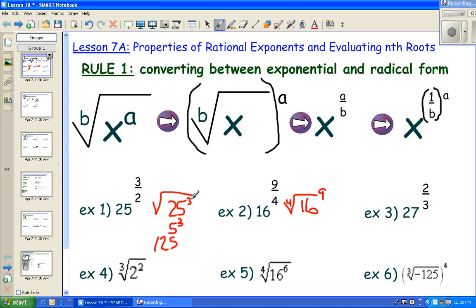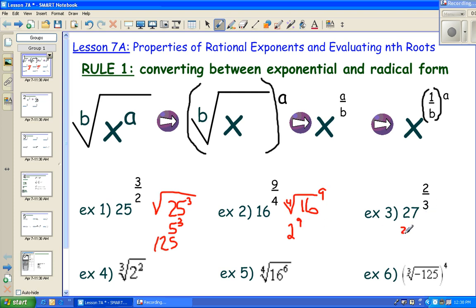I just wanted to show you. Here I just put everything under the radical. It doesn't matter if you put that 9 under the radical or to the outside. So you take the 4th root of 16, which is 2, and raise it to the 9th power. And you would probably use a calculator to do that.